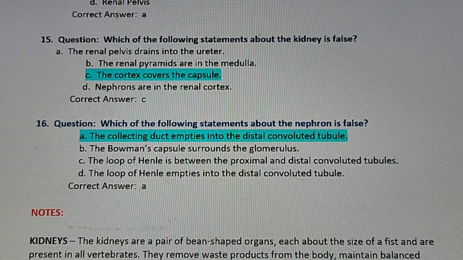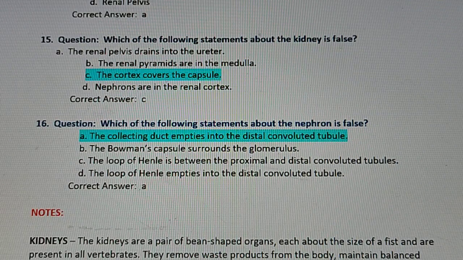Next question is question number 15. Which of the following statements about the kidney is false? A, the renal pelvis drains into the ureter. B, the renal pyramids are in the medulla. C, the cortex covers the capsule. D, nephrons are in the renal cortex. Which of the following statements is false? The correct answer is letter C.